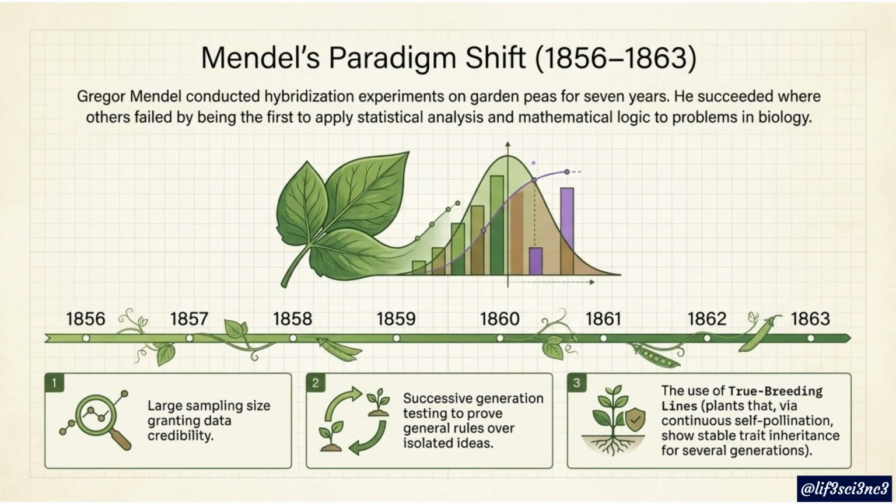For centuries, heredity remained a mystery until Gregor Mendel came along. Conducting hybridization experiments on garden peas from 1856 to 1863, Mendel achieved a massive paradigm shift. He succeeded where others failed, because he was the first to apply statistical analysis and mathematical logic to biological problems. His success relied on three crucial pillars. First, a large sampling size, which gave his data immense credibility. Second, successive generation testing to prove general rules rather than isolated ideas. And third, his use of true breeding lines, which showed stable trait inheritance over several generations.